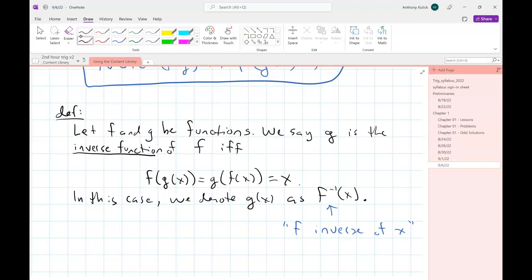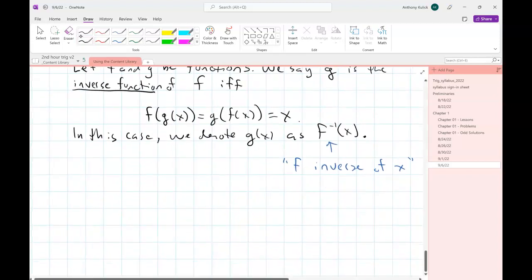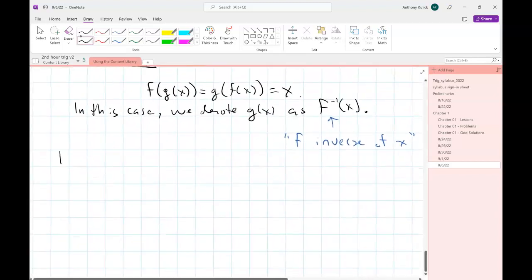So what is g of x really doing here? What is an inverse function really doing? It's really undoing whatever the other function did. So let's think about this as a mapping diagram.